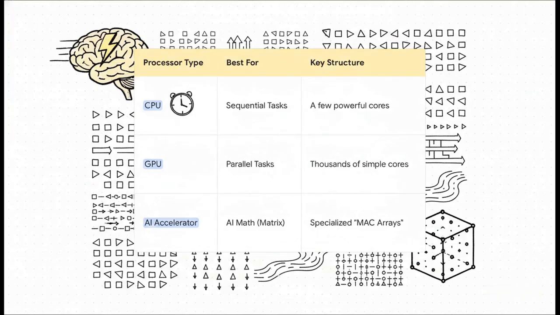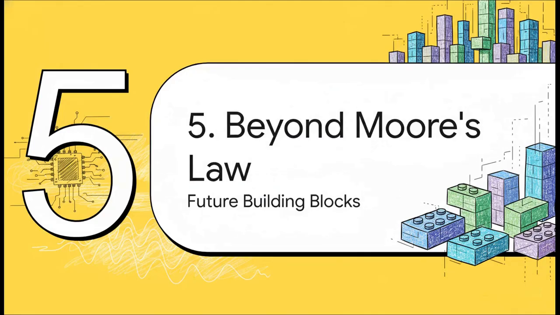Think of a CPU, the processor in your laptop, as like a brilliant professor. It's amazing at solving one very complex problem at a time, step by step. A GPU, on the other hand, is like an army of students. You give them a huge problem and each one handles a tiny, simple piece of it all at once. But an AI accelerator, that's a completely different beast. It's a purpose-built factory. It has assembly lines designed to do one specific type of math, the matrix multiplication that AI is built on, and it does it at absolutely blistering speeds.